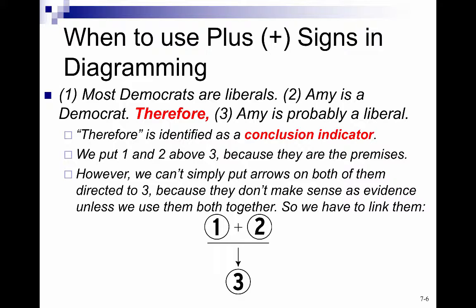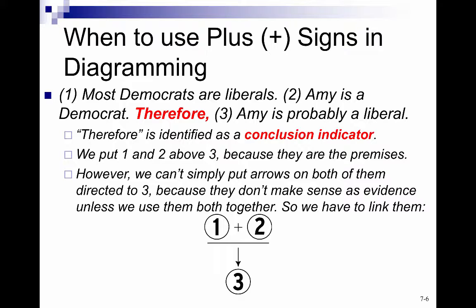Then we number them in the order in which they appear, which makes the conclusion 3. So we put 3 at the bottom and 1 and 2 above it. However, unlike the last argument where each of the premises directly supports the conclusion because each of them gave a good reason to support the conclusion, this is different.